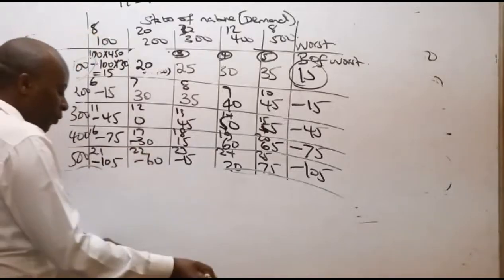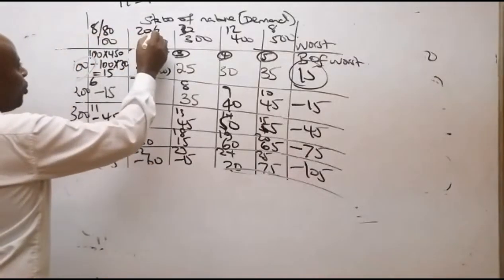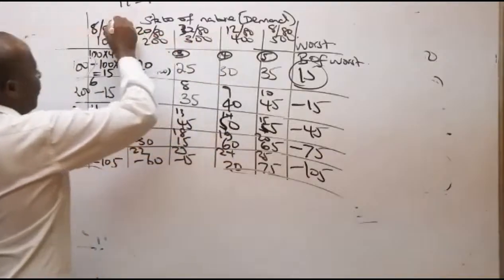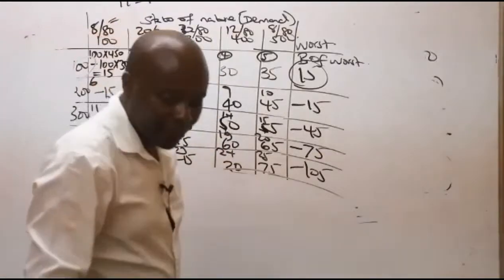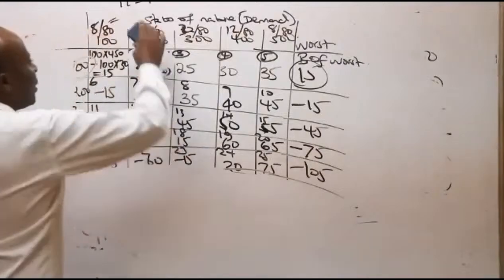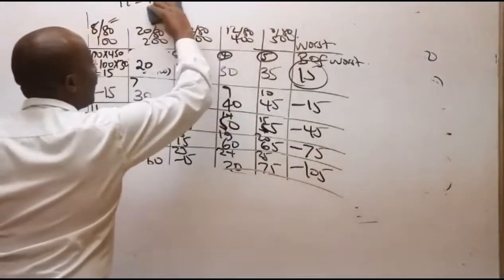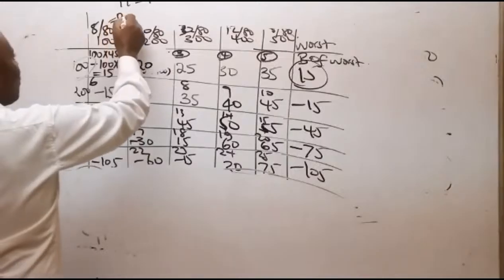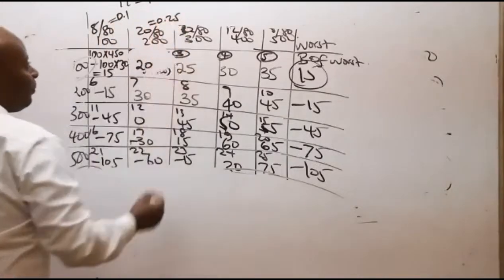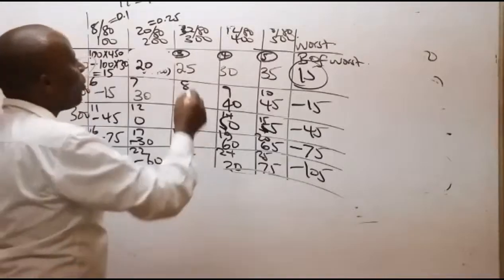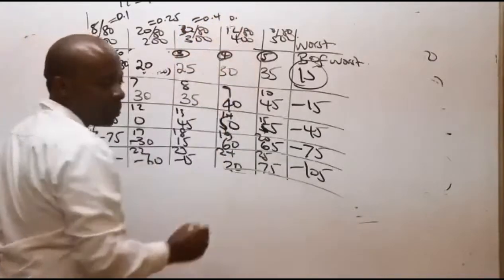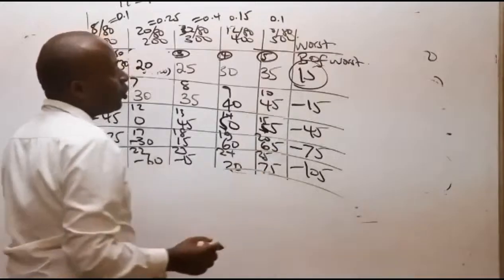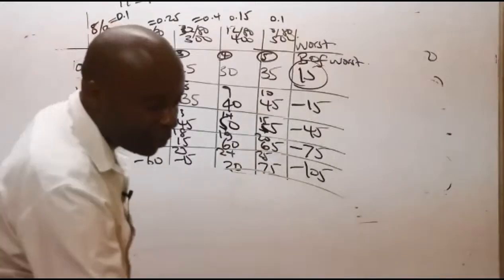So then I'll talk of 8 over 80, 20 over 80, 32 over 80, 12 over 80, 8 over 80. Please give us figures. So 8 over 80 gives us 0.1. This gives us 0.25. 0.4. 0.15. Then lastly, 0.1. So now out of this, I should be able to get expected monetary value.